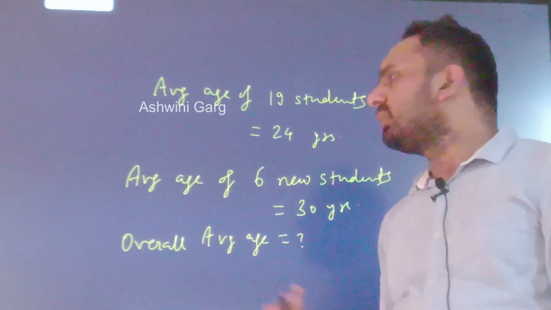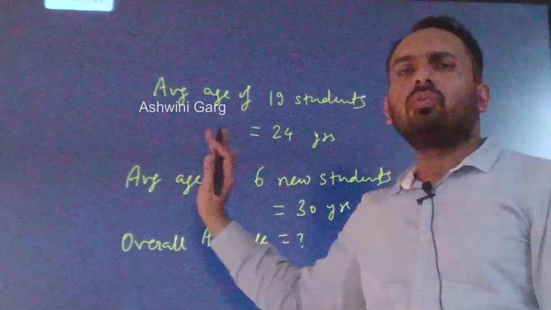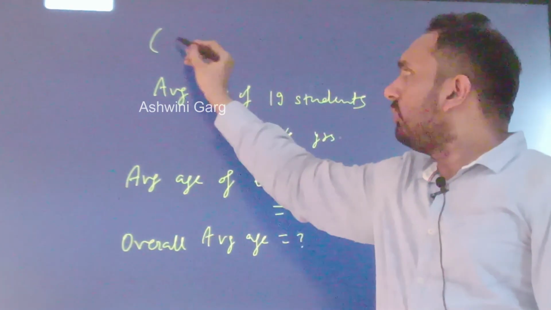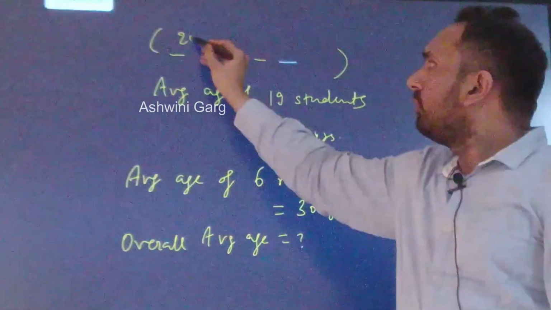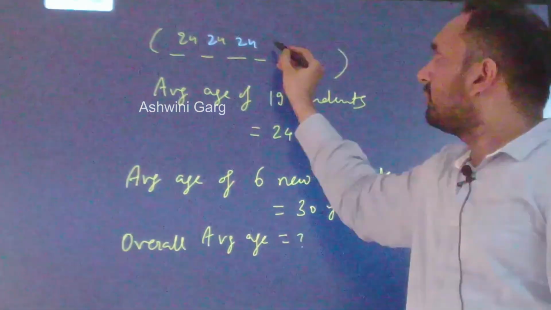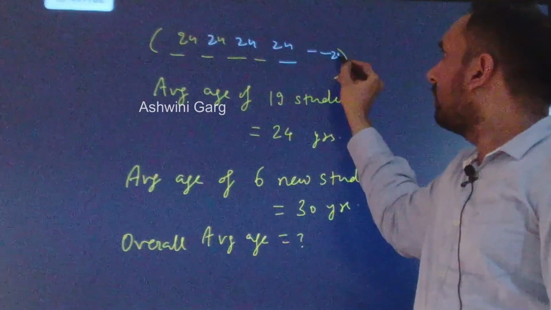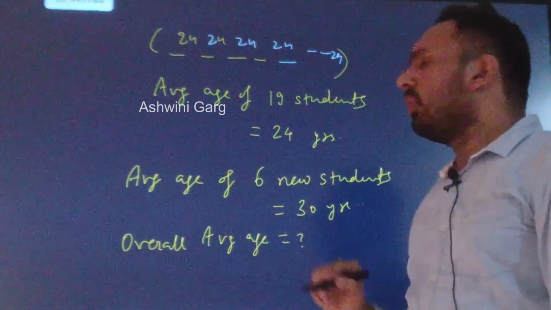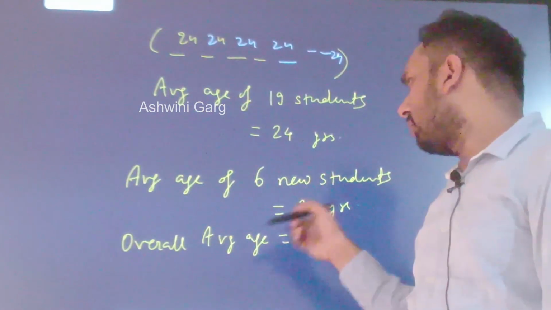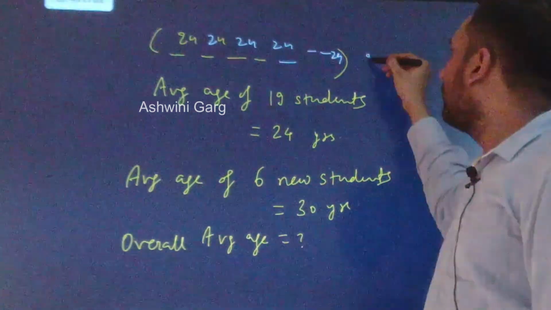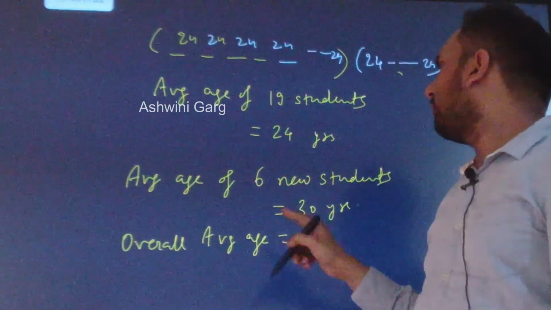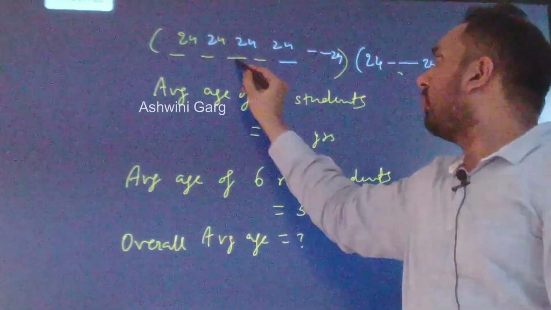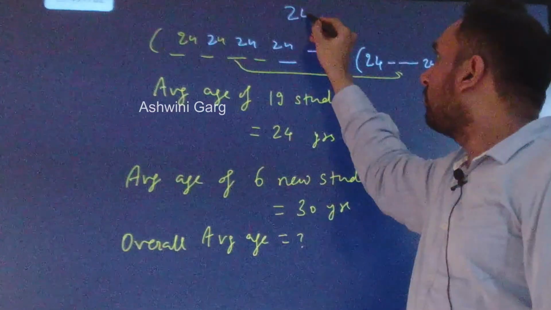So how to approach this question? Again we will do the same thing. First of all, we will take all the 19 students as 24. And we will stop all the 6 students at 24 only. If I stop them at 24, the overall average age will be 24 only.